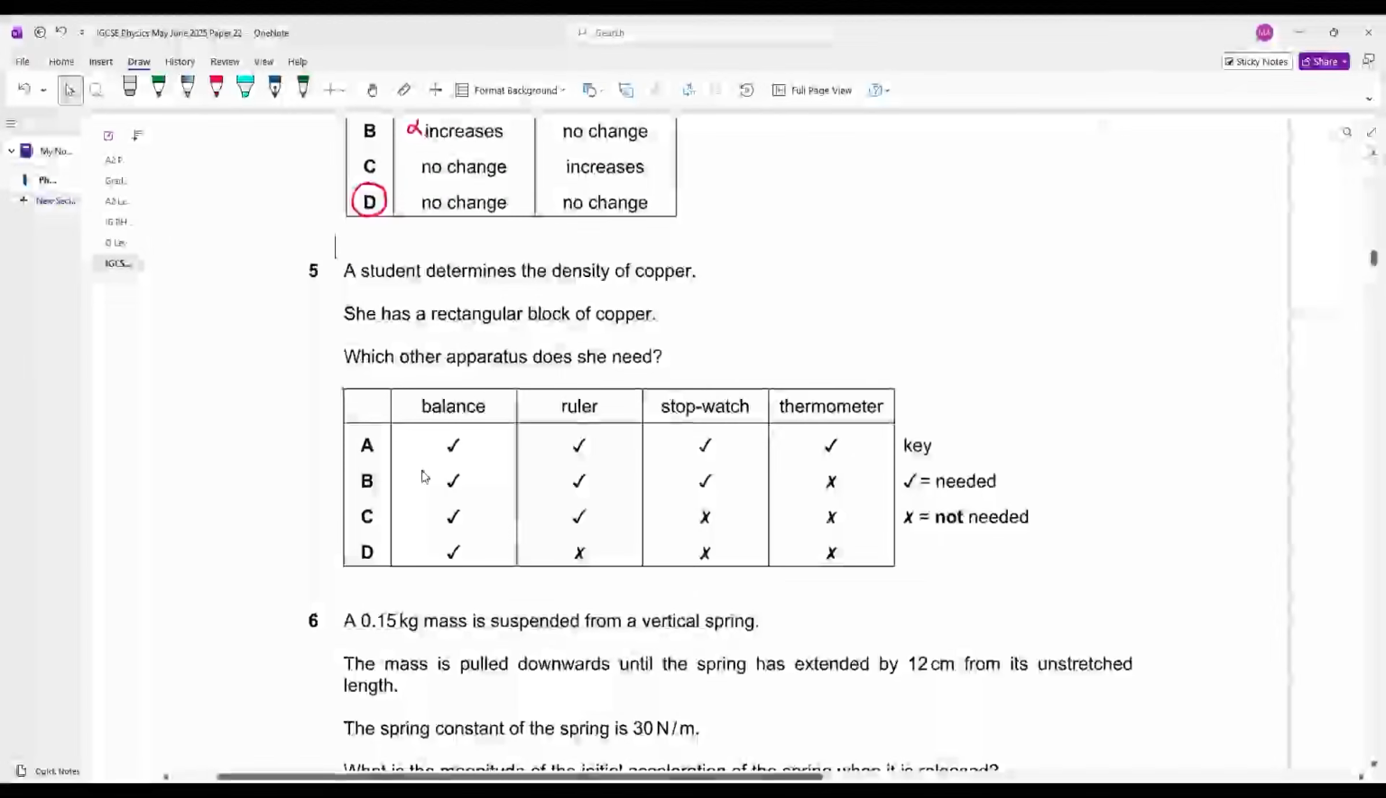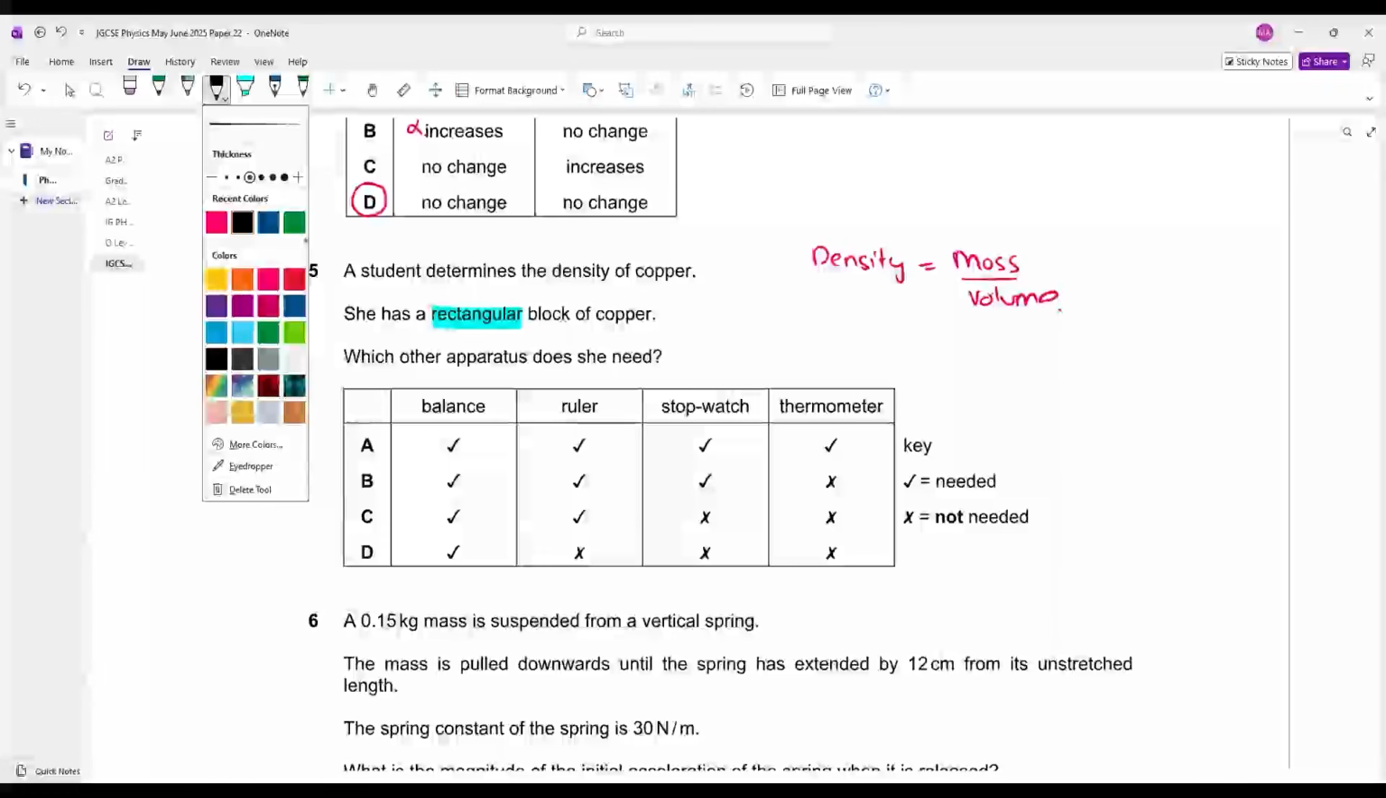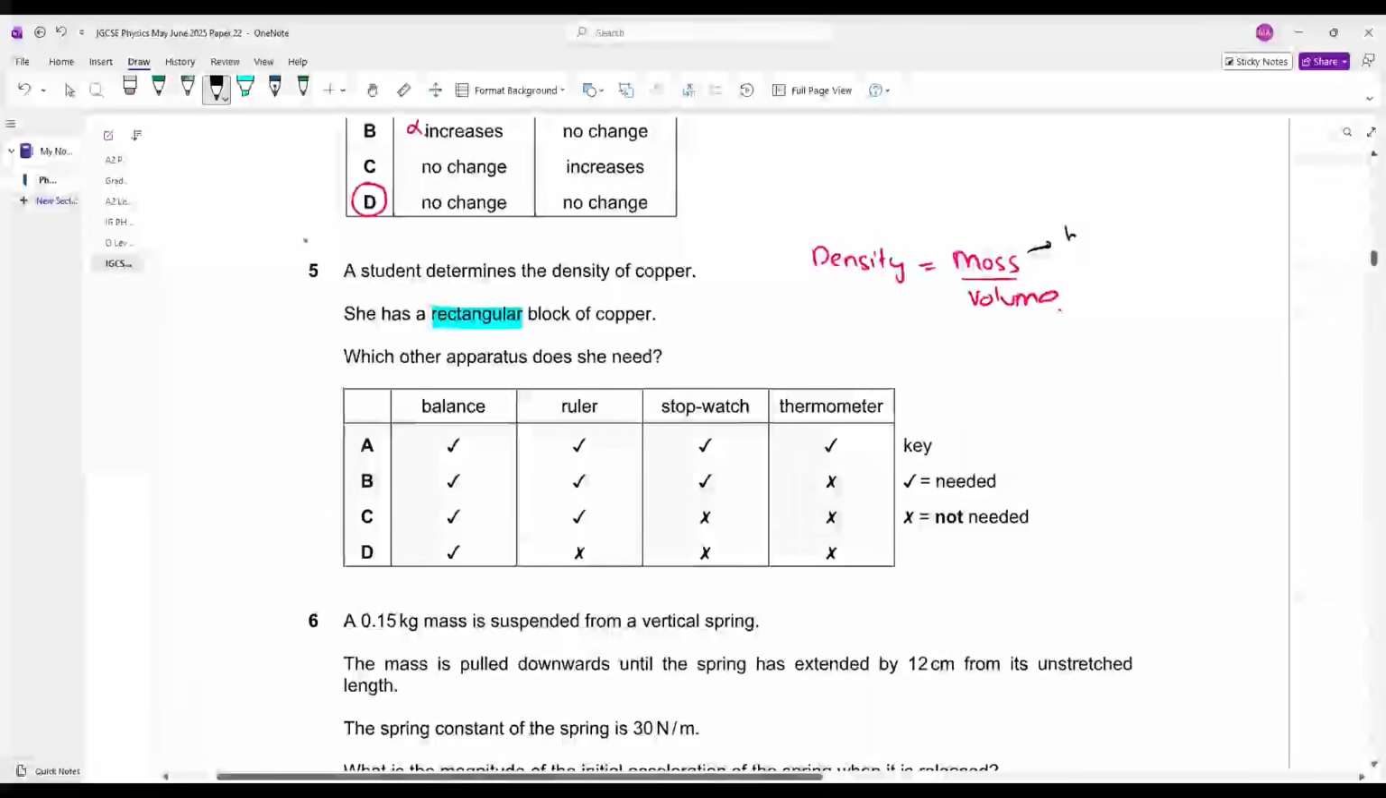Okay. A student determines the density of copper. What is the formula of density? Density is equals to mass over volume. Perfect. She has a rectangular block of copper. Which other apparatus does she need? ठीक है. आपने density determine करनी है तो you need to know the mass and volume. Mass किससे determine करोगे? Using a beam balance. बेटा mass किससे determine करोगे? Using a beam balance. Volume किससे determine करोगे?